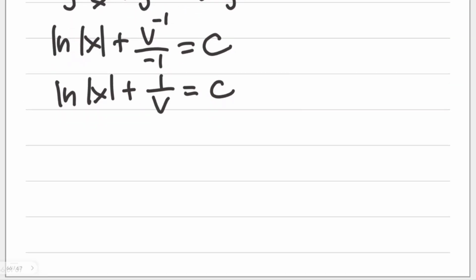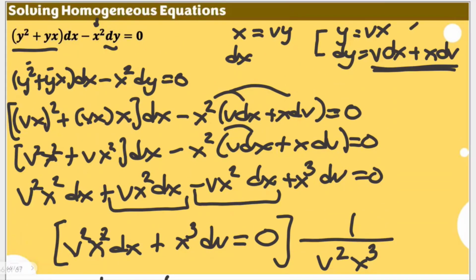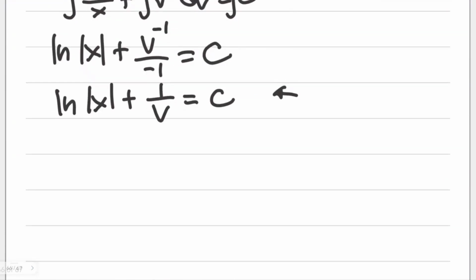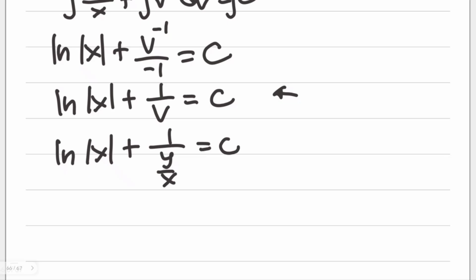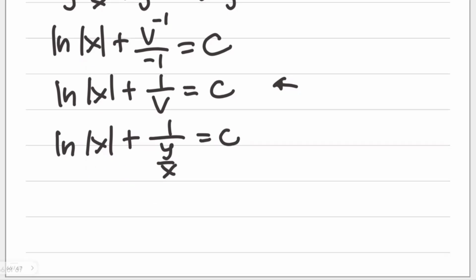So we are almost done. It's already okay here, but what was v earlier? The v earlier was taken from this expression y equal to vx. So in short, v here is just y over x as we solve for v. And that's the expression for v here. So we have the natural logarithm of x plus 1 over (y over x) equal to c. Let's simplify this. We have a nested rational expression. So you have the natural logarithm of x, and you can do the keep-change-flip method here: plus x over y equal to c.